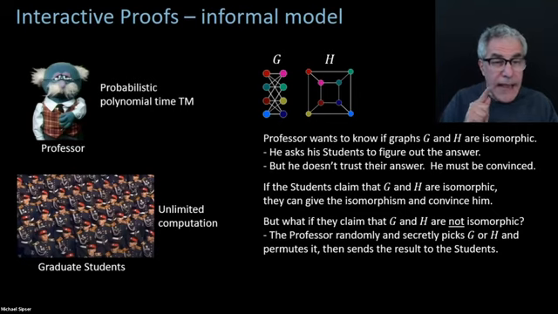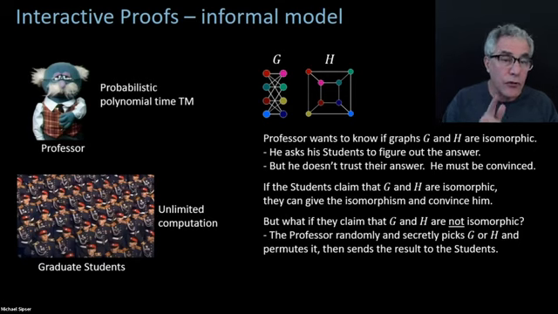Now, if the graphs were really not isomorphic, the students can check whether that randomly scrambled graph is isomorphic to either G or to H. It's going to be isomorphic to one or the other. And then the students can figure it out, and they say, oh, you picked G, or no, you picked H, as the case may be.